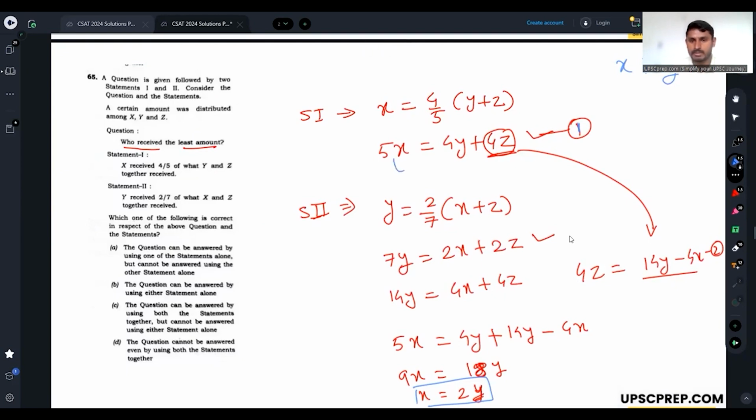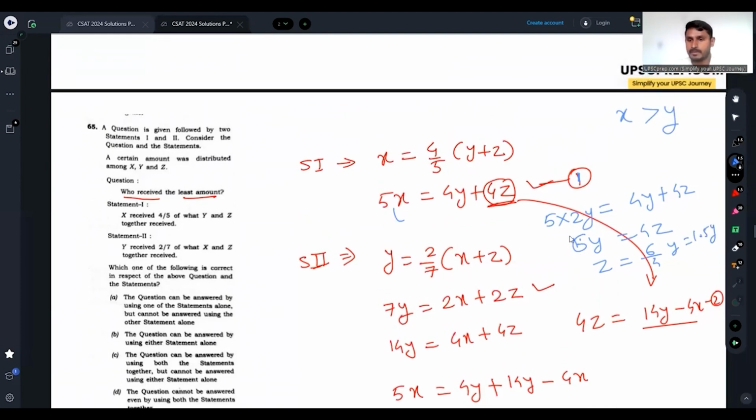In this equation if I put this, so this will be 5 into 2y, equal to 4y plus 4z, right? So this will be 10y. So 10y minus 4y will be 6y, equal to 4z. So z will be equal to 6 by 4 times y, that is, 1.5 times y. So z is also 1.5 times y. What does it mean? z is also greater than y, right? So x is greater than y, z is also greater than y.